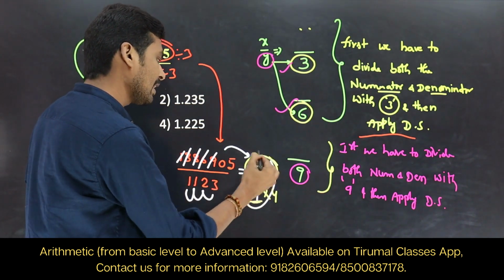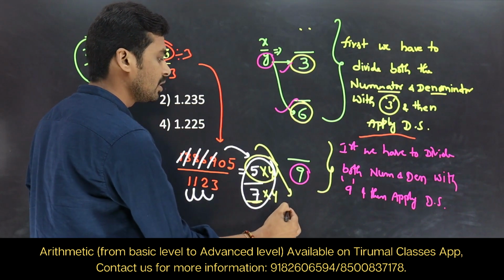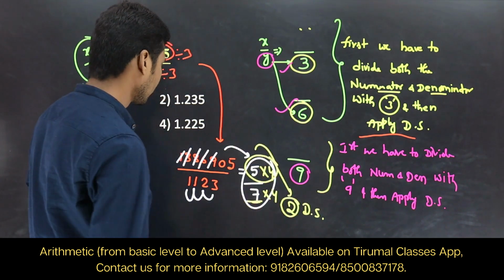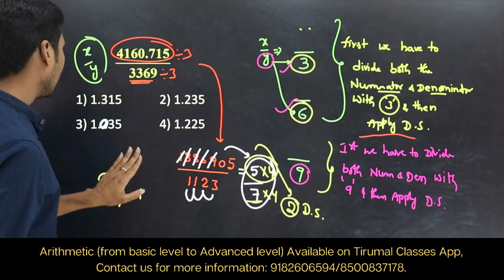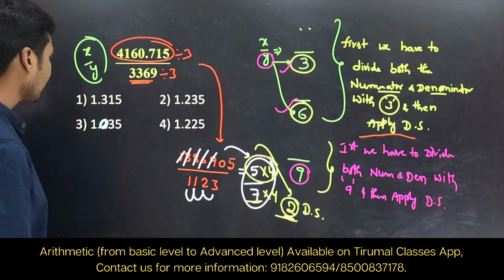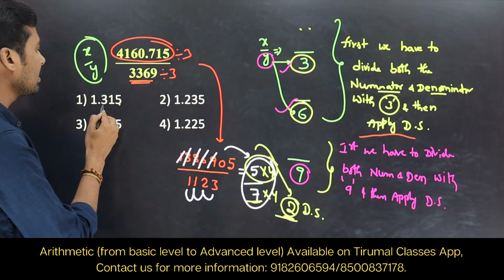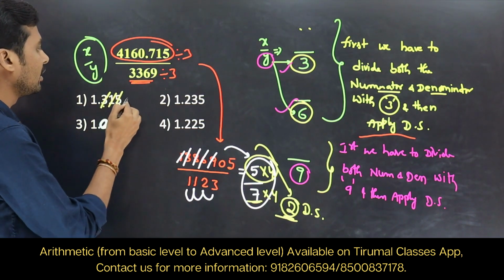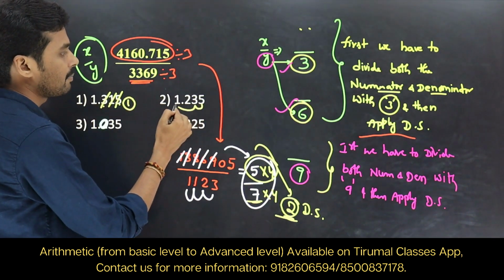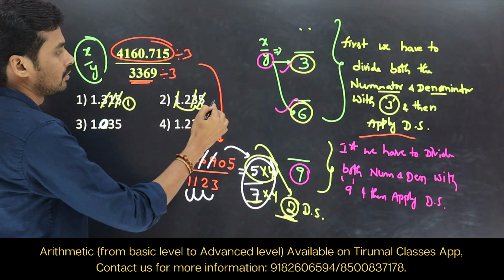So now we directly take the numerator value. 5 into 4 is 20. 20 means the DS value is 2. If you look at the options, in which option will we get the DS value 2? Let's take the first option. 5 plus 3 is 8, 8 plus 1 is 9. So the DS value of the first option is 1.